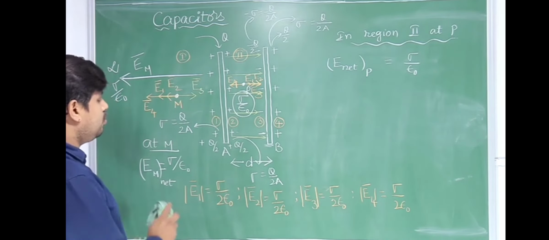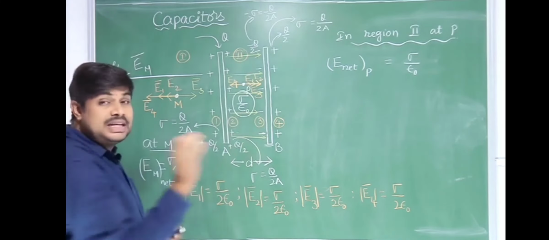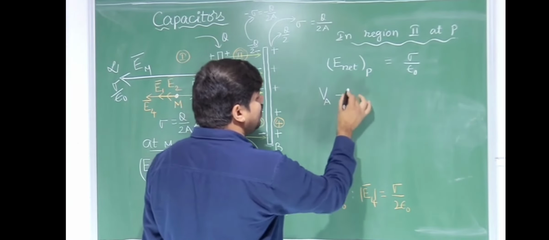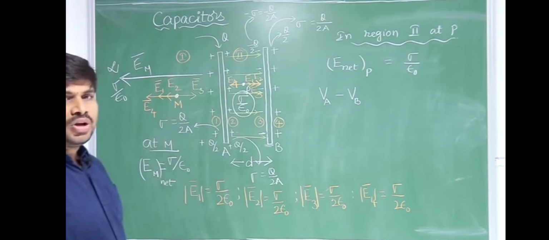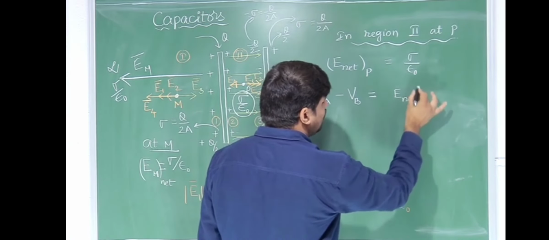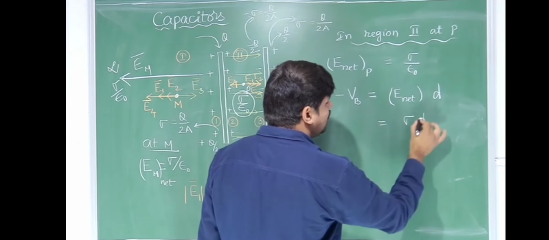I would like to draw the figure of the uniform electric field, but I will draw it at the end. So the electric field between these two plates is uniform. Whenever a uniform electric field is there, you can use the E V D relation. That is, the potential difference between plate A and plate B, V_A minus V_B, is equal to the net electric field intensity between the plates into D. This is the E V D relation. According to that, I can write here sigma D by epsilon naught.